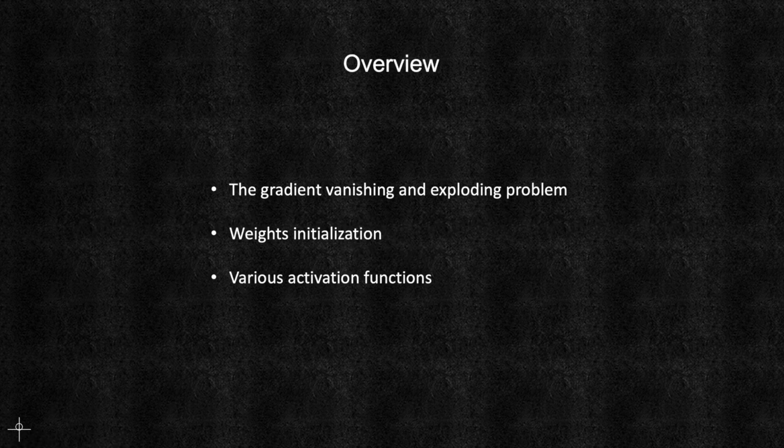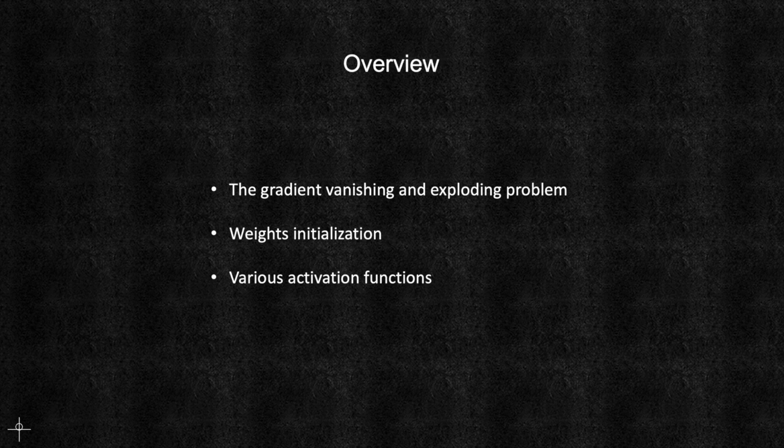Let's go through an overview about this video. First, we'll talk about gradient vanishing and gradient exploding. When we train neural networks, this can happen and cause bad effects. Second, we'll look into various random initialization approaches to mitigate the issue. Third, we'll look into the various activation functions.